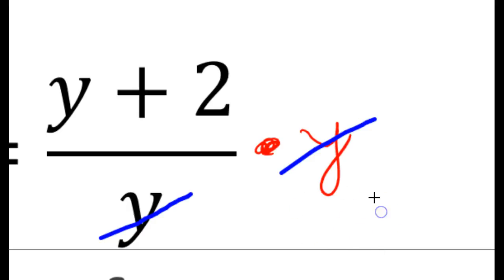Alright, this concludes the video for solving for a variable. I hope it makes sense to you and you got a better understanding of how to get a variable on one side by itself.